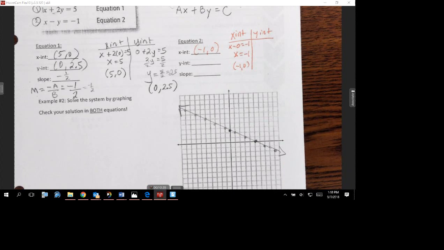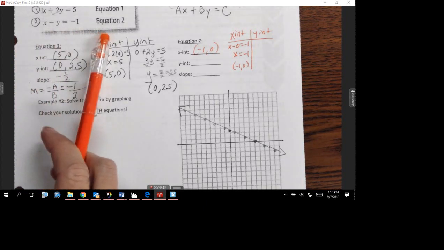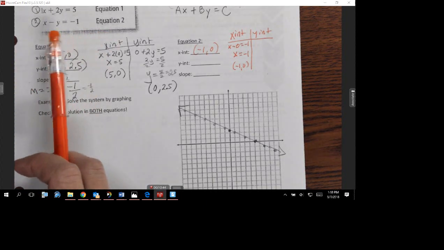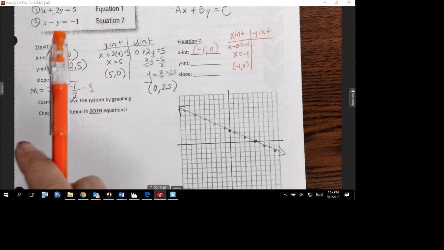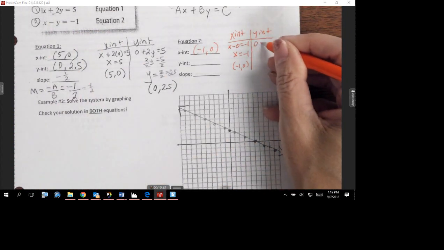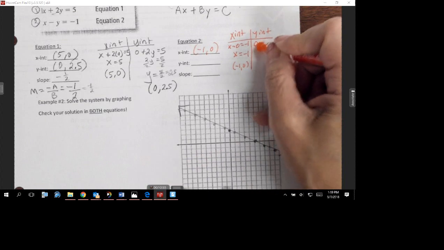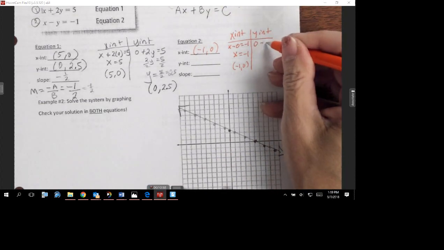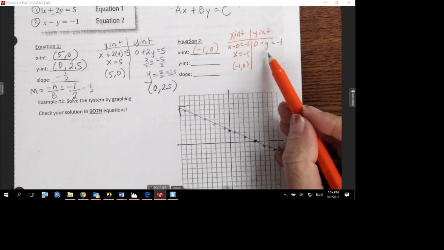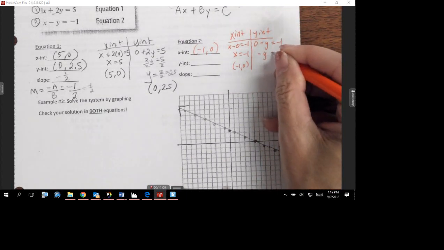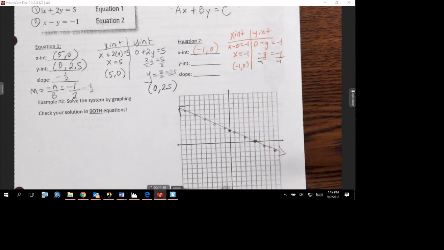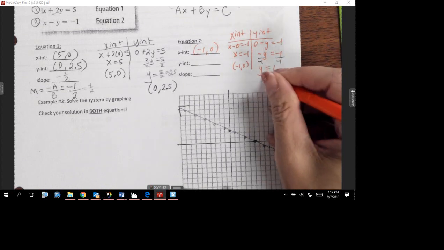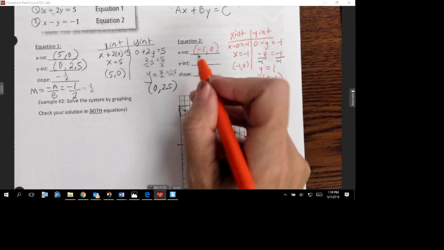Finding the x-intercept, we've already done that. Is equation 2 in the form of y equals mx plus b? It is not. So I can either change it into that form, but that's extra work, or just plug in 0 for x to solve for y. So 0 minus y equals negative 1. That gives me negative y equals negative 1. Divide both sides by negative 1. I get y equals positive 1. (0, 1) is the y-intercept.